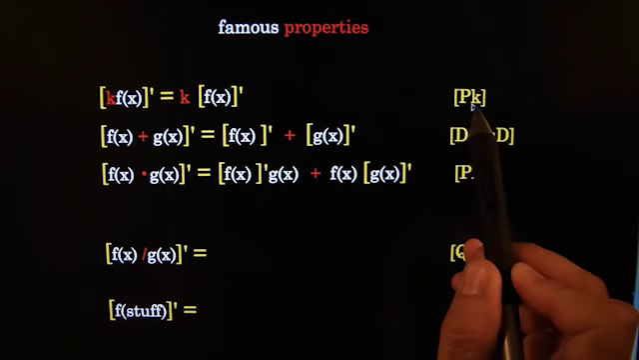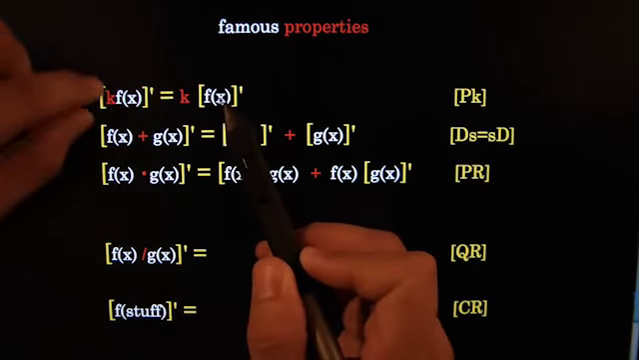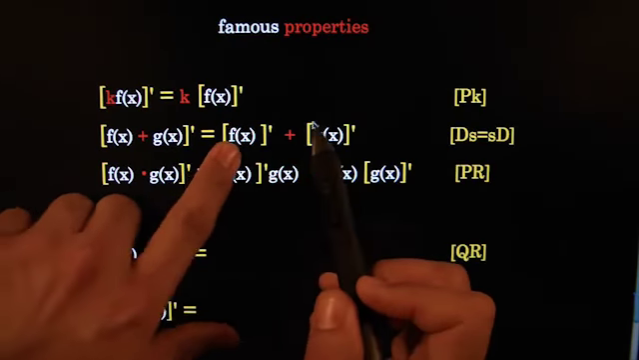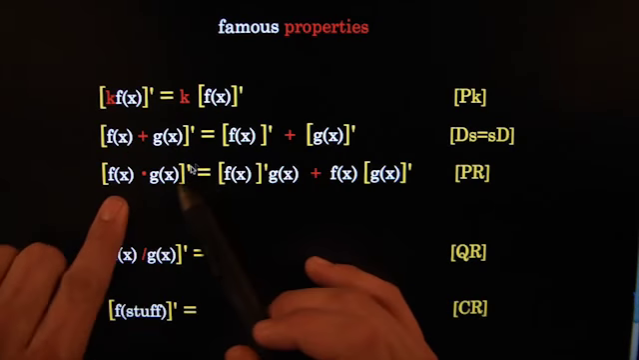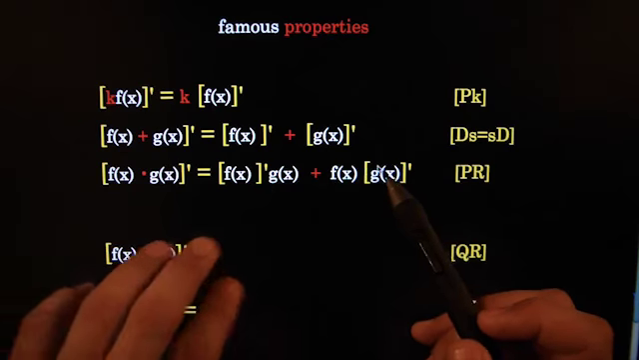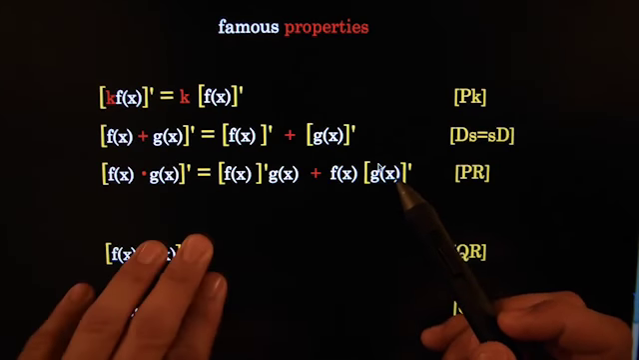Pulling the constant out before you take the derivative: pull it out, leave it out of it. We talked about how to handle the sum of functions. The derivative of the sum is the sum of the derivatives. The product rule, super famous. I think we proved that last time as well.